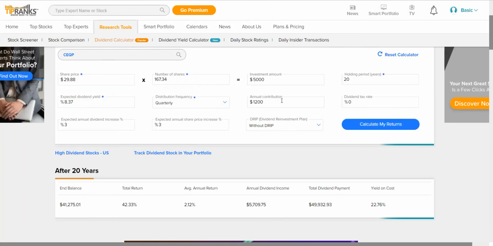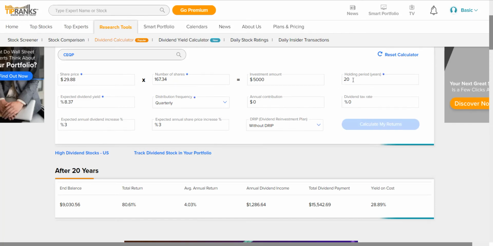Additionally, I want to show you what it looks like when you do not add any money to your portfolio. So let's say we do not invest any money whatsoever except for the initial $5,000, and let's see how much money we'll have after 20 years. So now you invested $5,000. You did not reinvest any money.